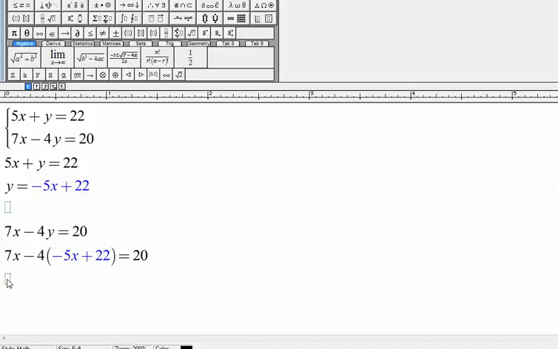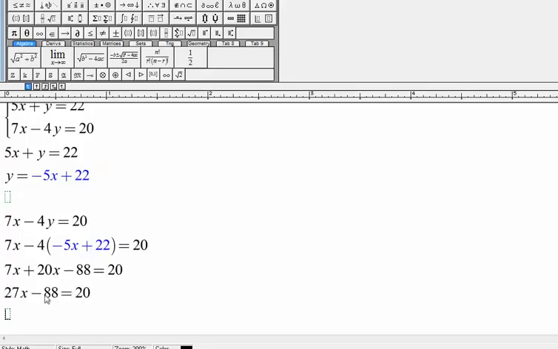We can solve this as we would do any linear equation. So we'll start by distributing to remove the grouping symbols. So we'll get 7x plus 20x minus 88. Now notice negative 4 times negative 5x will be positive 20x, and negative 4 times positive 22 is negative 88. So watch your signs when you distribute. We can collect like terms. 7x plus 20x is 27x. So we'll have 27x minus 88 equals 20.